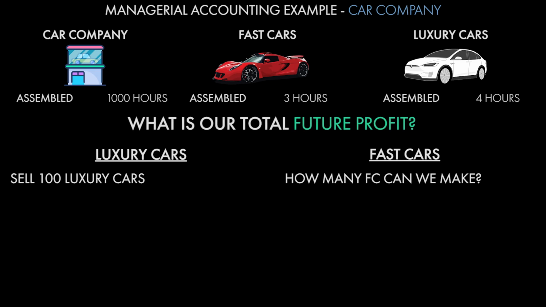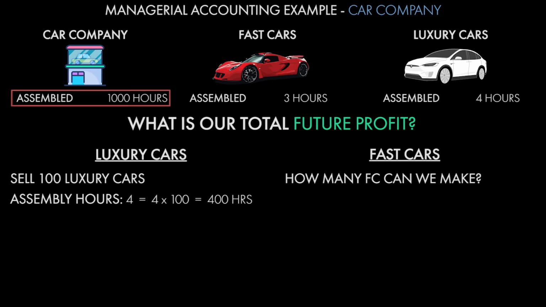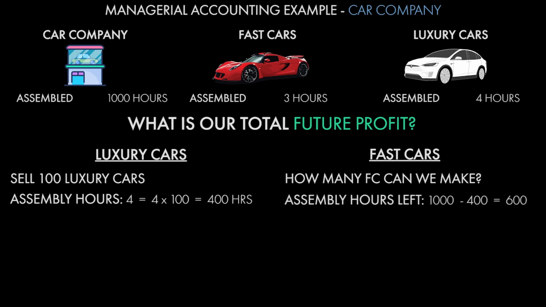Well, if each luxury car takes us 4 assembly hours to make, and we're going to make 100 luxury cars, that's 400 assembly hours used. Now we only have 1,000 total assembly hours, so how much are left for fast cars? Well, 1,000 minus 400 gives us 600 assembly hours left to use to make fast cars. Now fast cars use 3 assembly hours to make. So 600 divided by 3, we can make 200 fast cars with the remaining assembly hours.